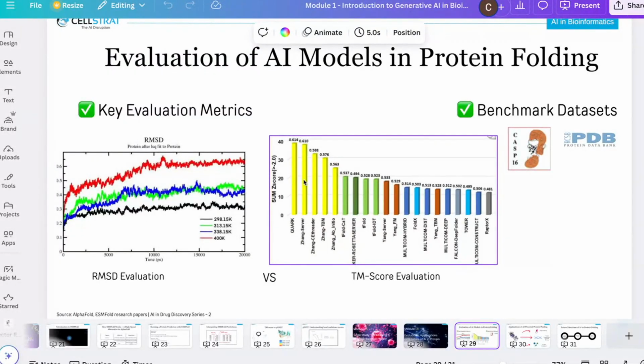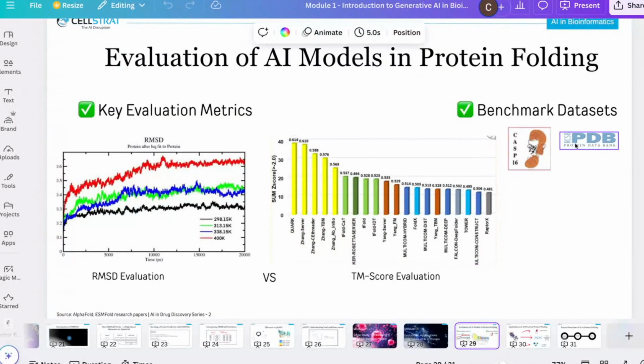Benchmark datasets, like I mentioned: PDB, where we downloaded the file in PDB format, and we have CASP16.